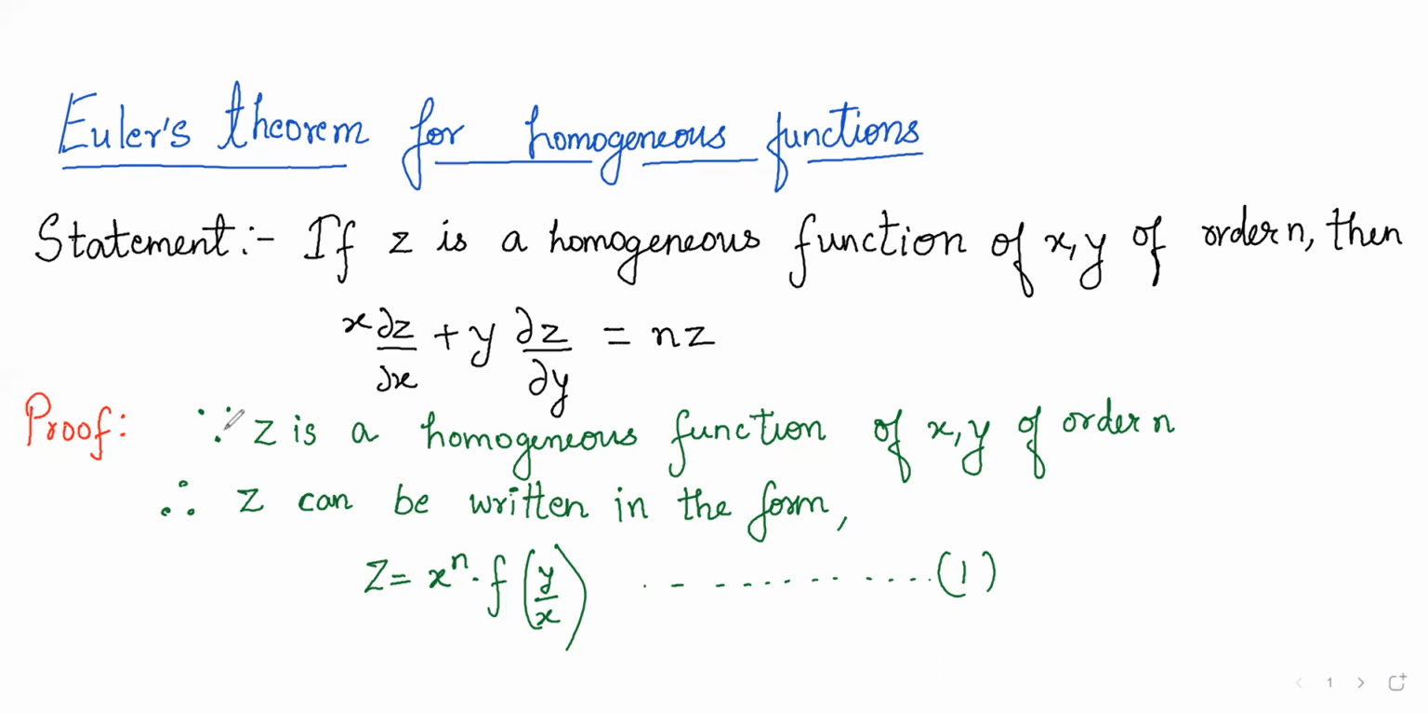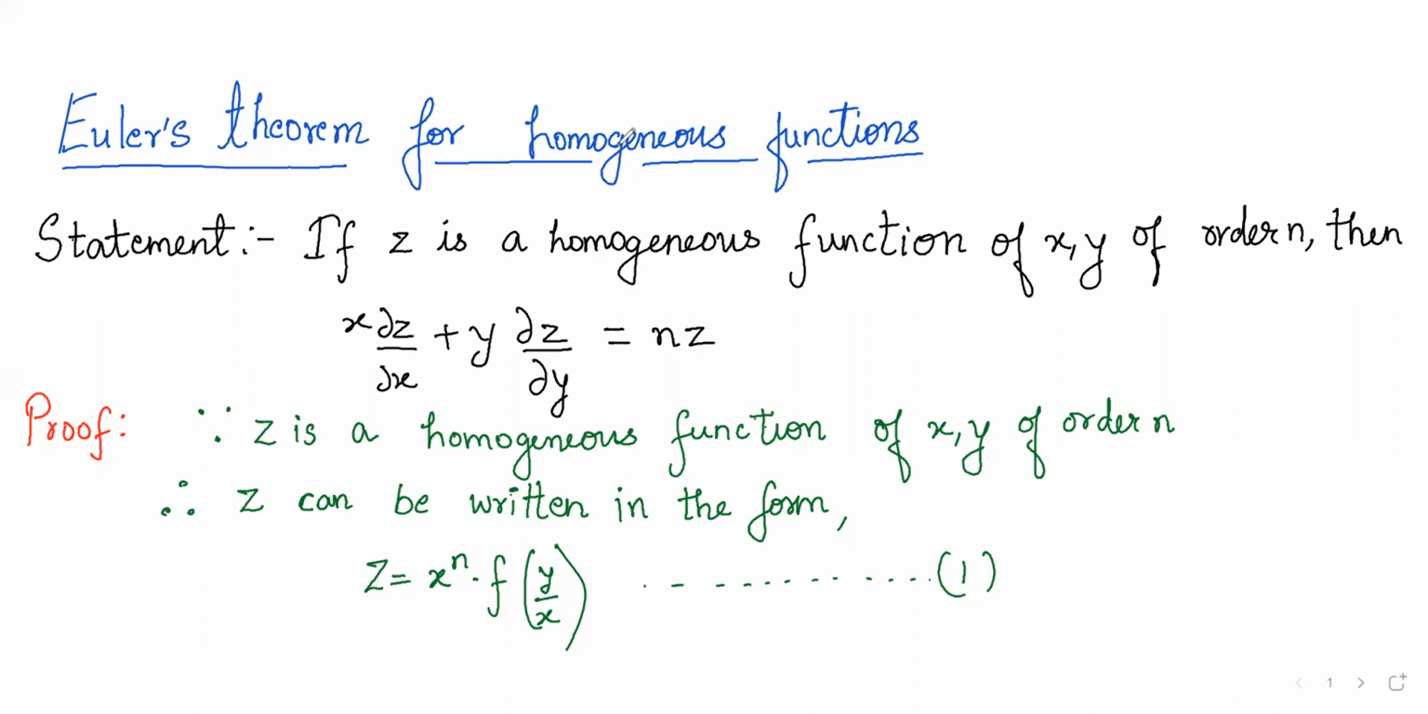How? First we consider that z is a homogeneous function of x and y of order n, and we can write that homogeneous function in this form. That is, z is equal to x to the power n times f of y by x. So in order to prove this Euler's theorem, we write z is equal to x to the power n f of y by x. Some pronounce it as Euler's theorem also; I pronounce it that way.